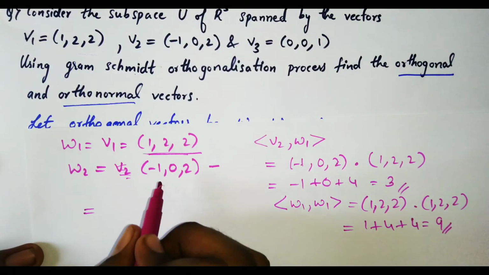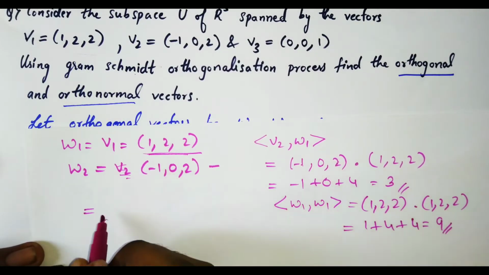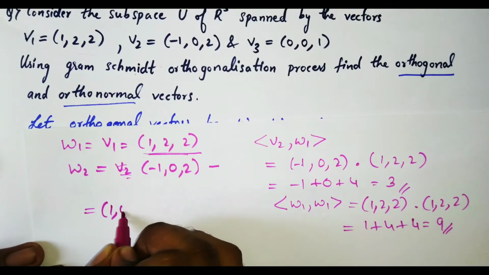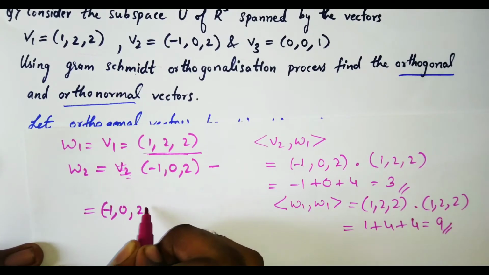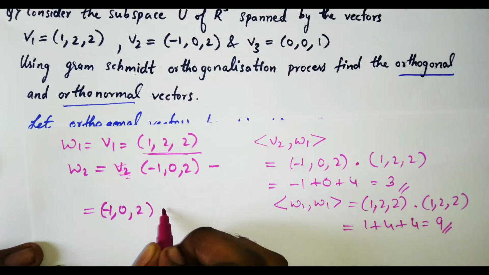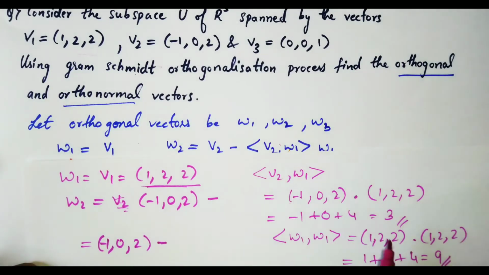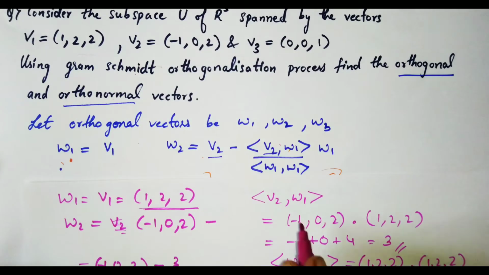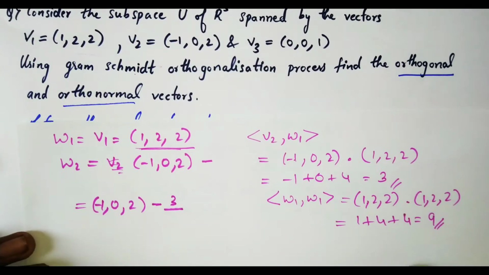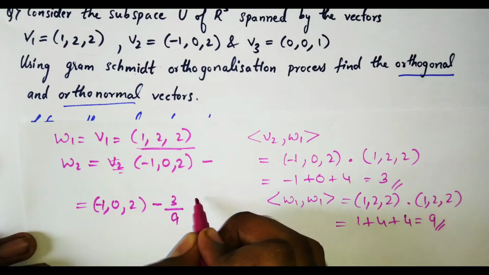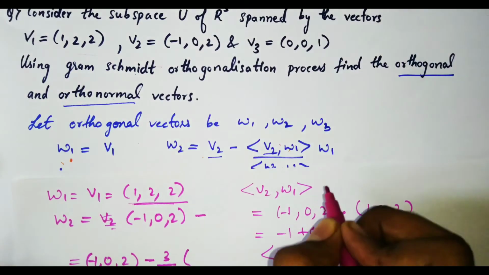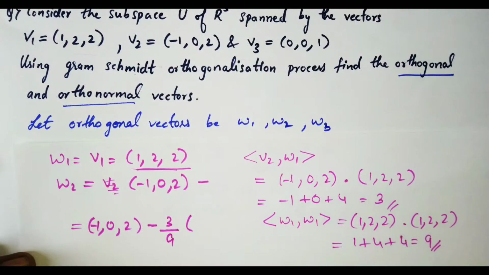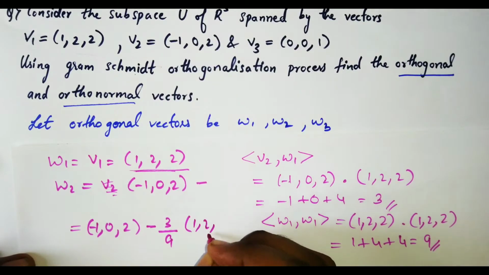So I'll just write it over here. W2 is equal to what? V2. So V2 I have here (1, 0, -1, 0, 2) minus, I have to write the V2, W1 inner product, that is nothing but 3 by the W1 inner product, that is equal to 9, and into what? Into W1. Don't forget this, W1 is given as this, so into (1, 2, 2).